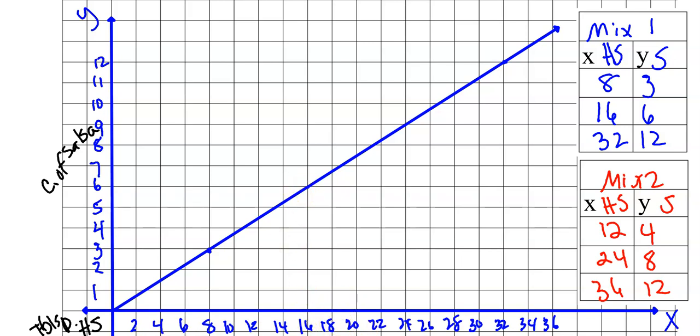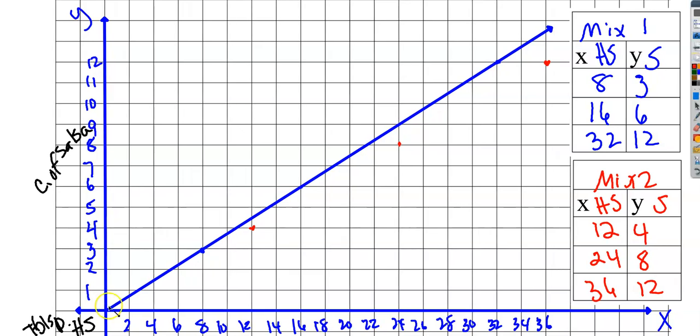That's for mixture 1. Now I'm going to do the same thing for mixture 2. I'm going to plot 12, 4 right there, and then 24, 8 right there. And then the last one is 36, 12. 36, that matches that one. Okay, and then I'm going to connect those points starting at 0. And I try to go through the red. Okay, so there it is.